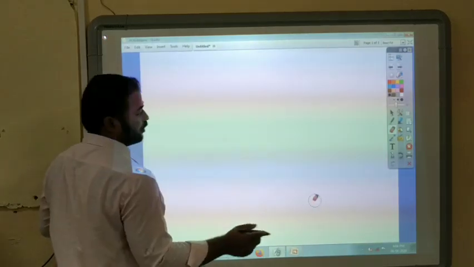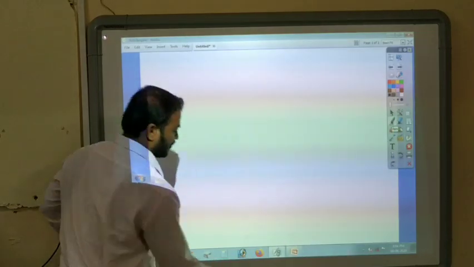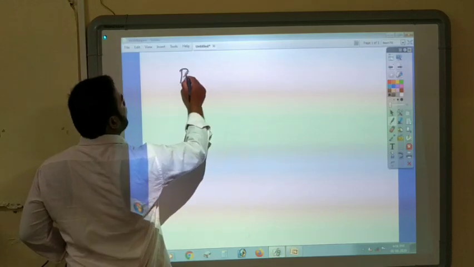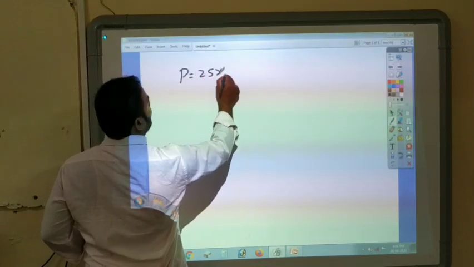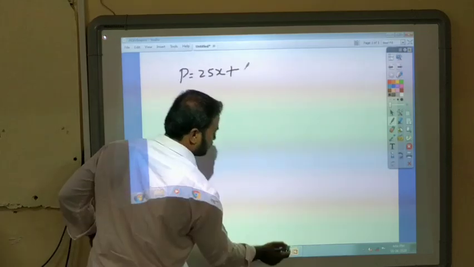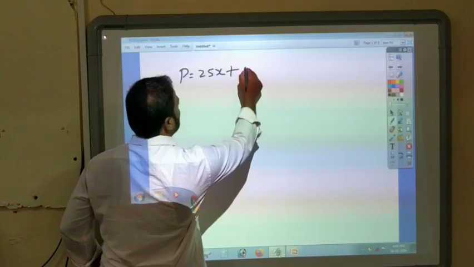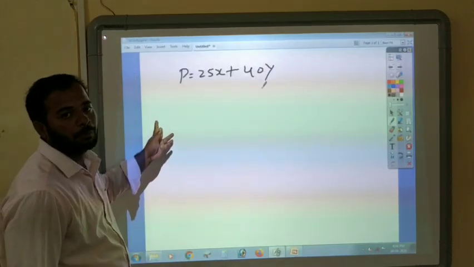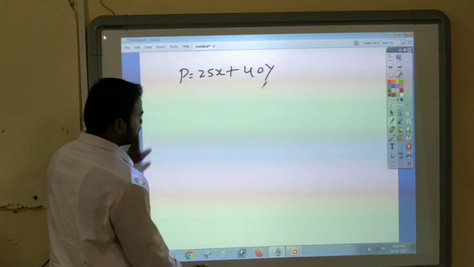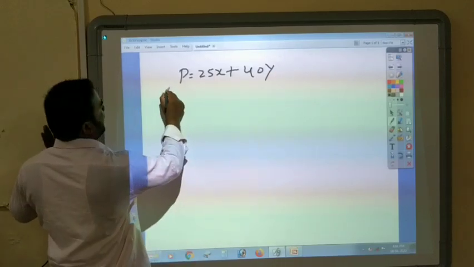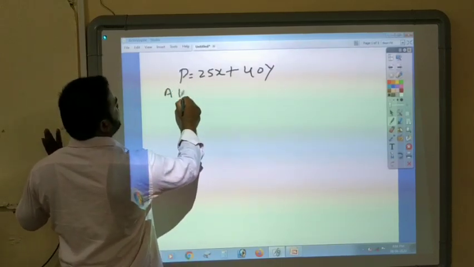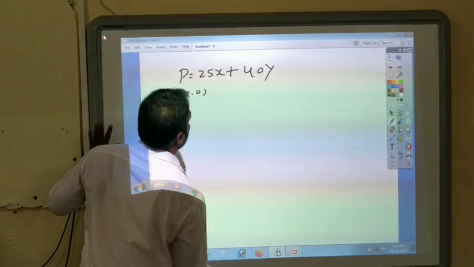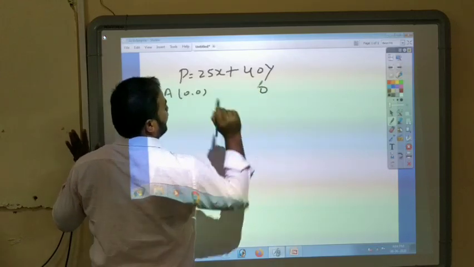Now I am going to put the values of each corner point into the equation P is equal to 25x plus 40y to know the maximum profit. So first corner point A, both values 0, 0, hence the total profit value becomes 0.